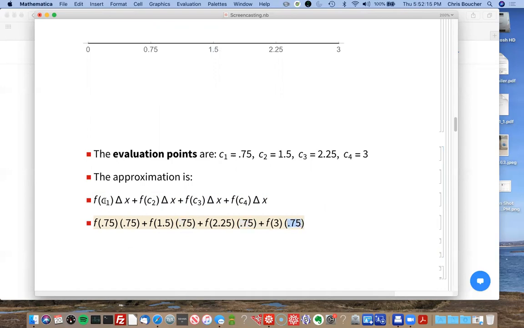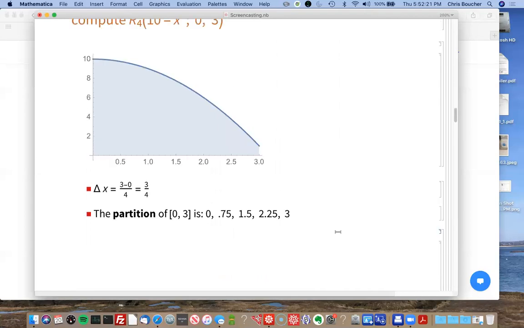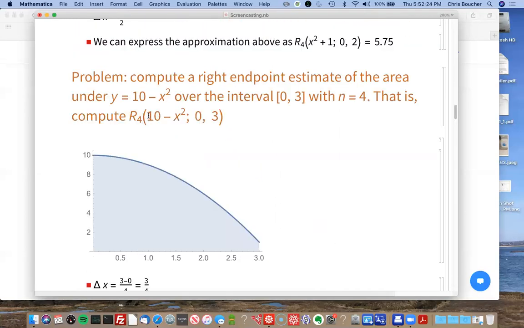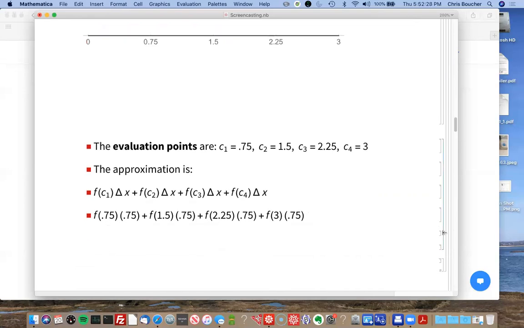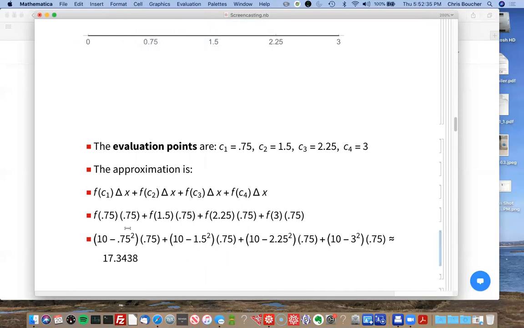And then I fill in the evaluation points. The C1 is 0.75, C2 is 1.5, etc. And of course, F is not an abstraction. F is this function, right? So that's the function that I'm going to use to do these function evaluations. And now this is tedious, but it's just a lot of calculating to figure things out, right? I just have to push a lot of buttons. Here I'm actually showing, I haven't done any of the computation, so you can see where everything is coming from, right? What's the function value at 0.75? Well, the function is y equals 10 minus x squared.